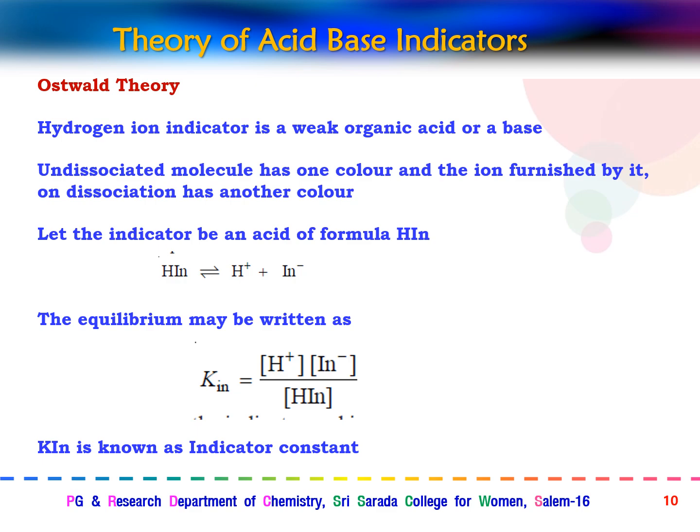According to the law of mass action, the equilibrium constant, that is Kin, for the above equation is written as Kin is equal to the concentration of the products, that is H+ into In-, divided by the concentration of HIn. Here Kin is known as the indicator constant.